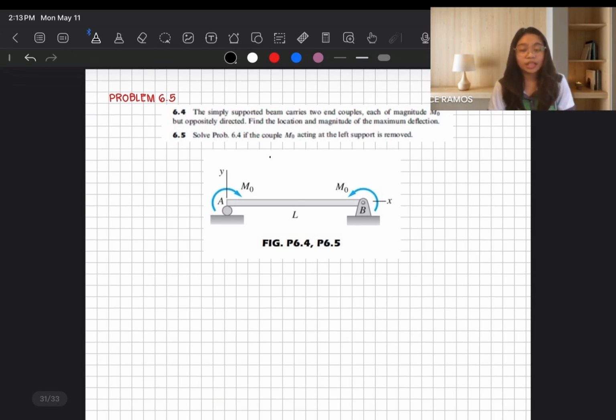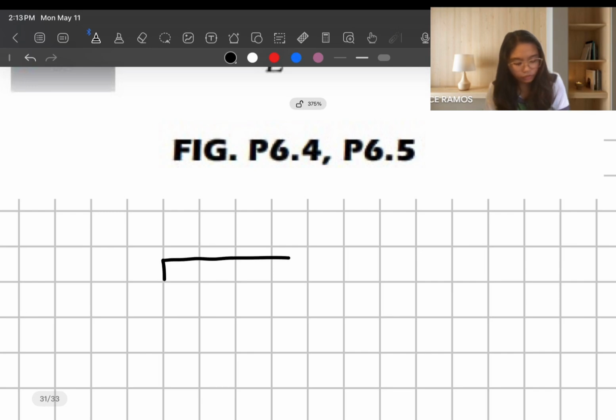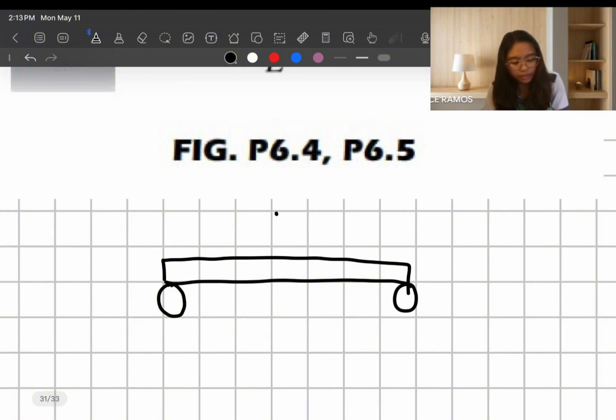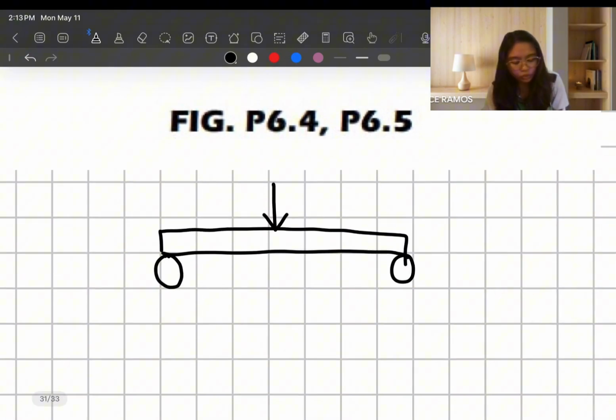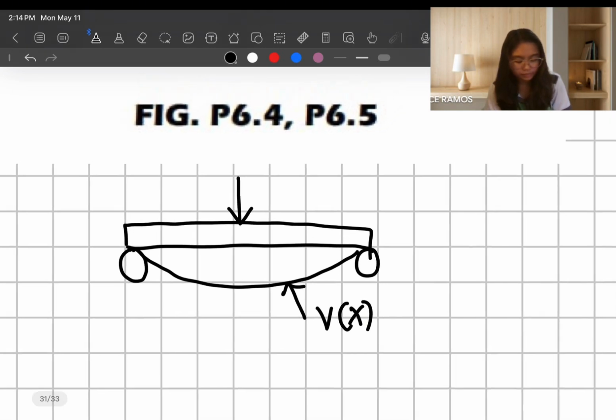So para mas maintindihan natin kung ano nga ba yung sinasabi ng deflection, let's try to illustrate. For example, meron tayong ruler. Yung ruler daw natin is may dalawang support. So kapag naglagay tayo ng load sa gitna, yung ruler natin is mabebend downward. So yung bending na ito, yan po yung tinatawag natin na deflection. So deflection is represented by v of x.